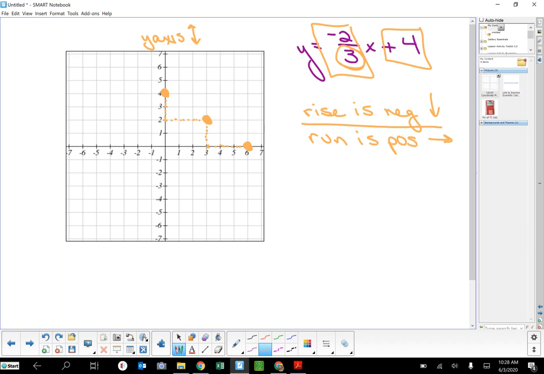Now remember, if I can go down and right, I can also go up and left. Turn them both around. So go back up to your y-intercept, and I'm going to go up 2 and left 3. And that is where my next point would go. And I can't go any further on this graph with either point because they go off the graph.